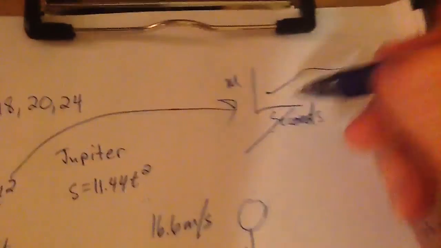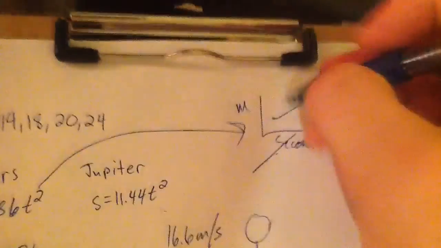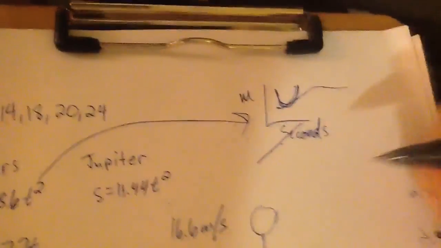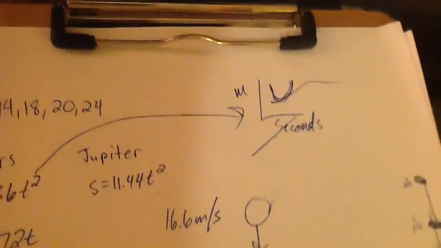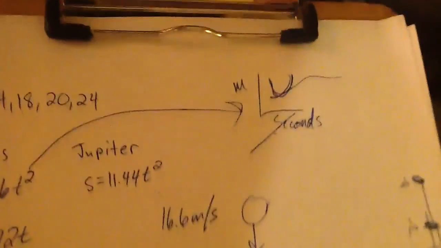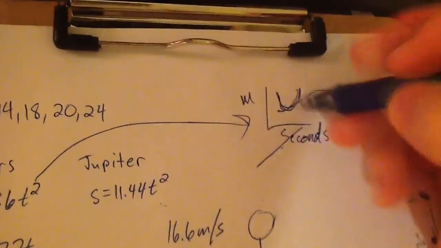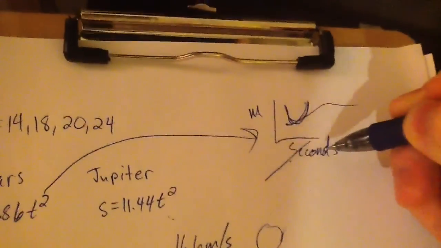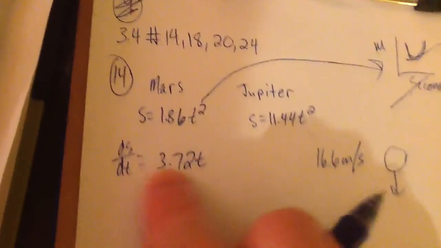The graph is a parabola-looking thing. The slope would be meters per second, and those units give you velocity. Does that make sense? Meters per second, the rate of change, the change in meters for every so many seconds. So there's your derivative.